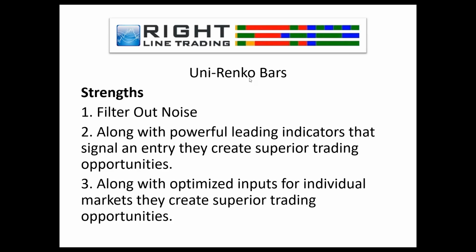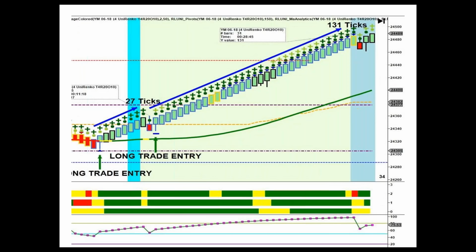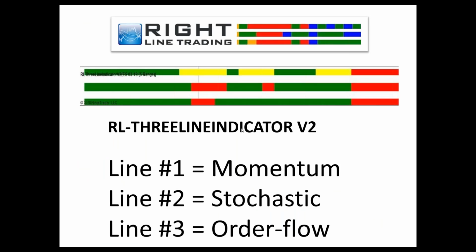The other thing about Unorenko bars is that each market, based upon its average true range or volatility, has to have optimized Unorenko inputs. One Unorenko size doesn't fit all. And what we've done is we've optimized the Unorenko inputs for each individual Forex market. So let me skip this real quickly and go to the core of the system.